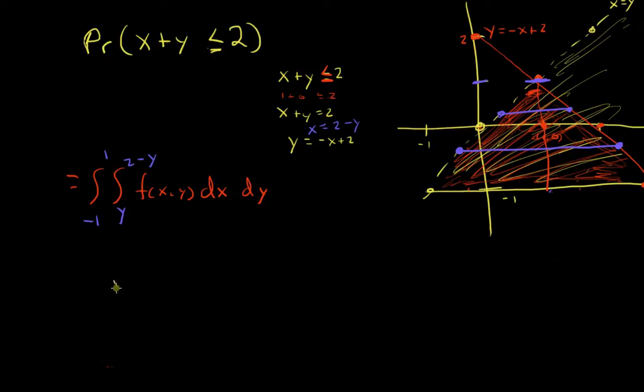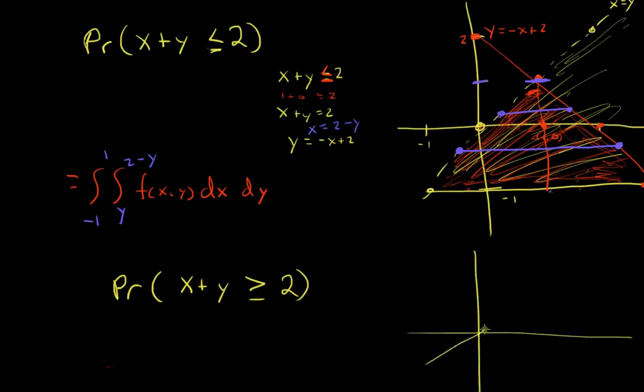Let me now say I want to find the probability x plus y is greater than or equal to 2. All right, so I still have my two lines I have up here. Except now instead of shading below, I'm going to be shading above. So let me go ahead and graph these pretty fast.